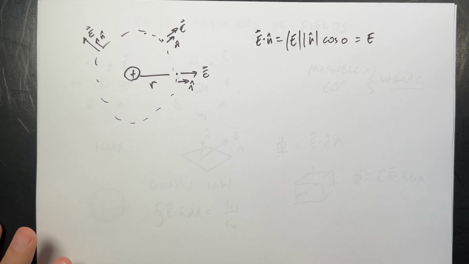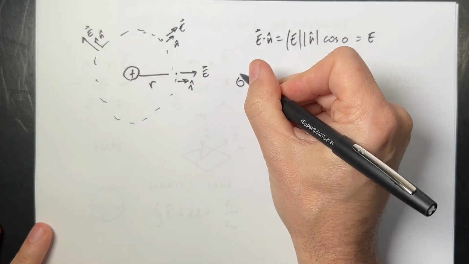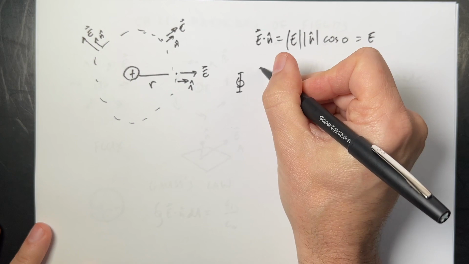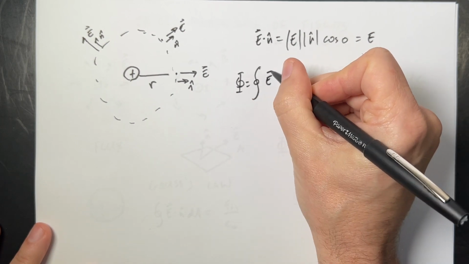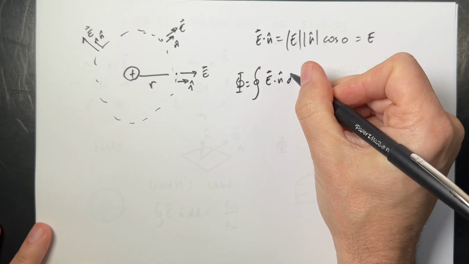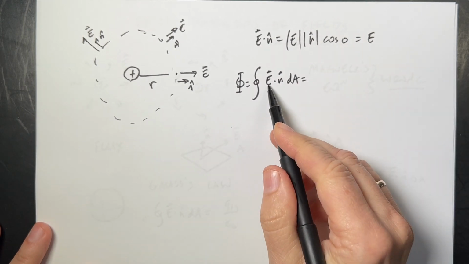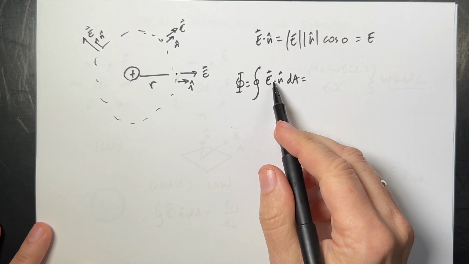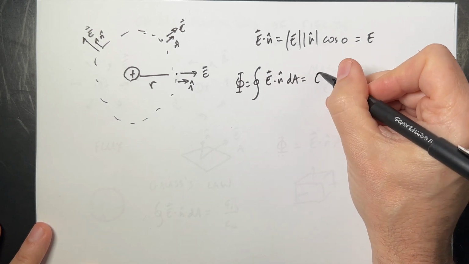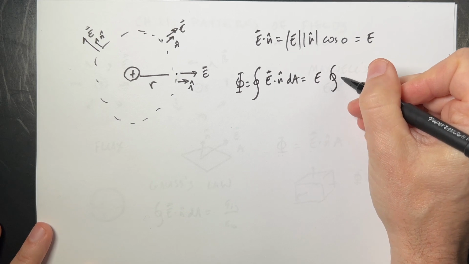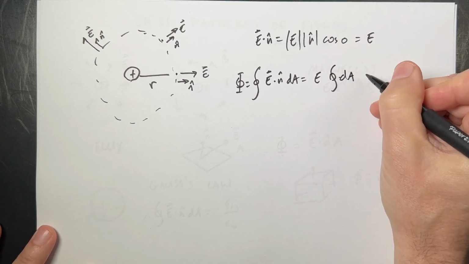So that makes my surface integral pretty easy. Let's say the flux is equal to the closed surface integral of E dot n hat dA. Well, E is constant. E dot n hat is constant. Once I do that dot product, I can find it's constant, and I can pull that out front. And I get E times the integral of dA.